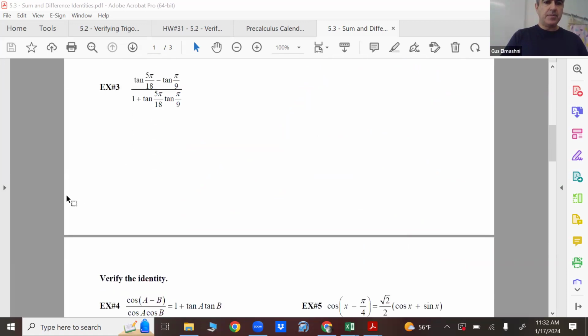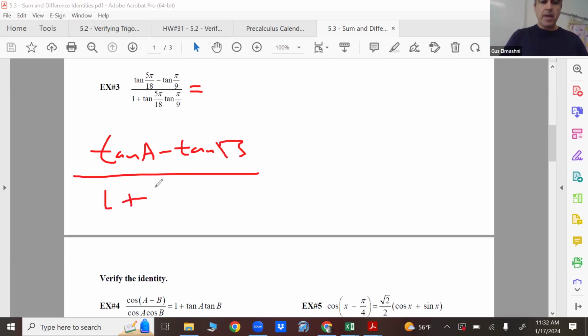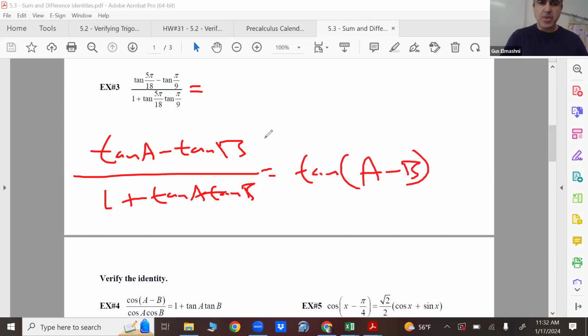Next up is this here. Tangent. So it's the same thing as saying tangent of A minus B: tangent A minus tangent B over 1 plus tangent A tangent B. And what will that one correspond to? A minus B. So it looks like a subtraction each time. So you need a tangent of 5 pi over 18 minus pi over 9.